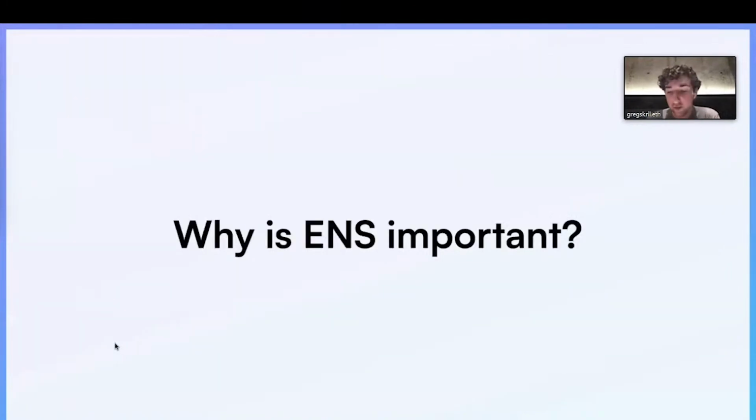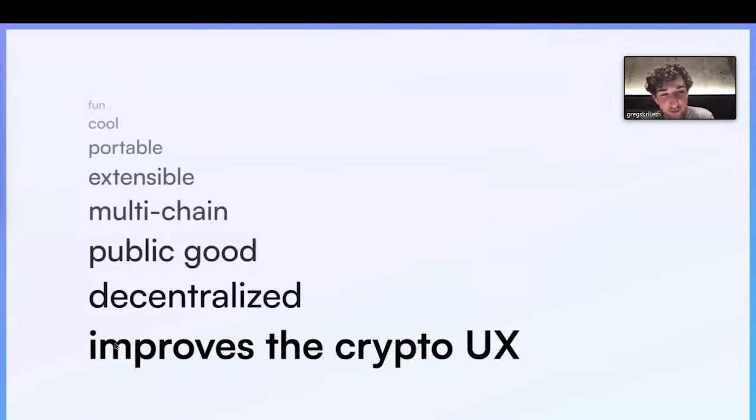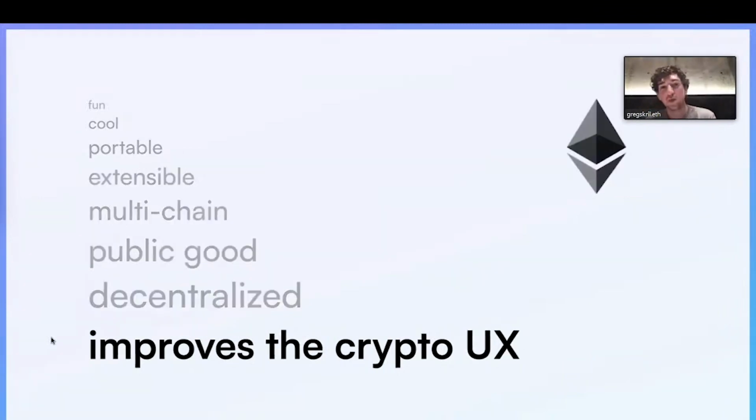So why is it important? If not already obvious from the beginning, it's fun, it's cool, portable, extensible, multi-chain. It's a public good, decentralized, and at the end of the day, the key feature is that it improves the crypto user experience, right? So take Ethereum, for example, which was the first ecosystem that ENS supported. The ENS logo is actually a design around the Ethereum logo, meaning it's supporting the ecosystem.